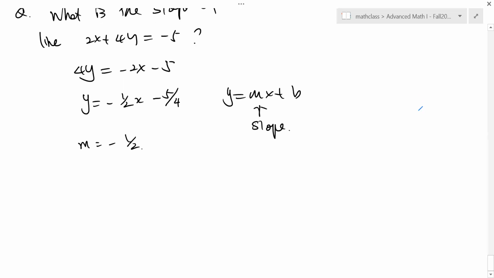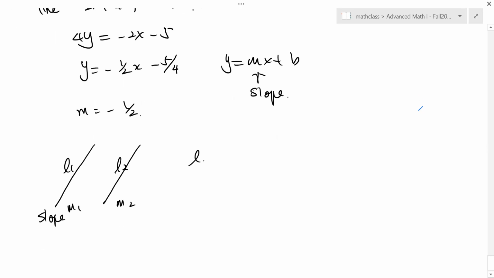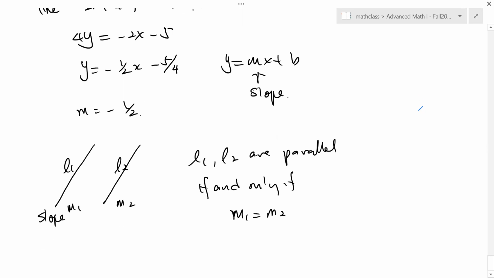All right. So slope, if the two lines are parallel, so this line has a slope, L1, L2, and the slopes M1, M2. Okay. So L1, L2 are parallel if and only if the slopes are equal. You know why?